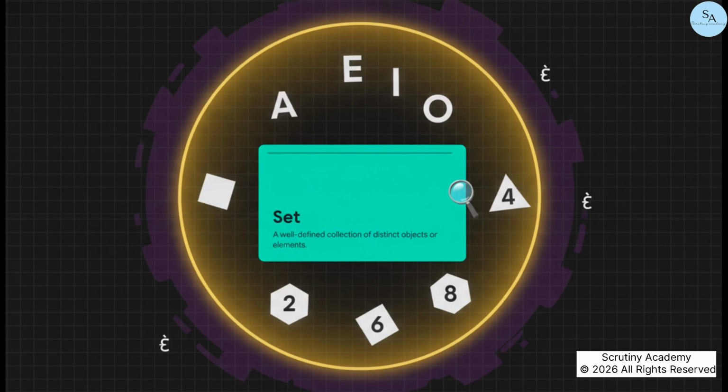A set is simply a well-defined collection of distinct objects or elements. The logic here is just deciding what belongs inside our golden club and what gets left out in the purple background. That is literally the entire foundation of set theory.